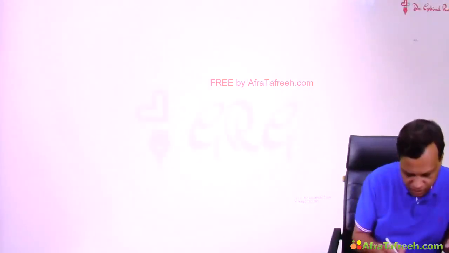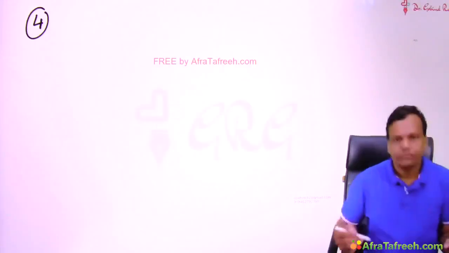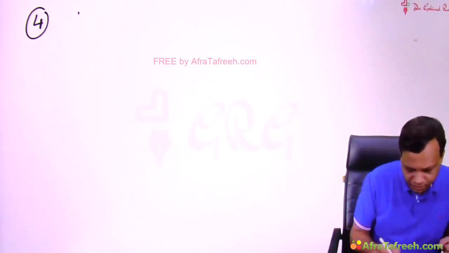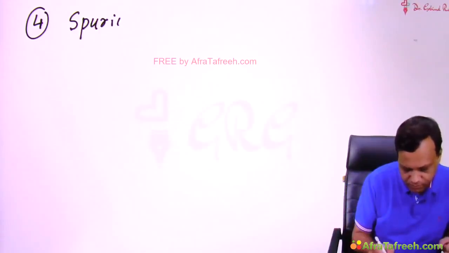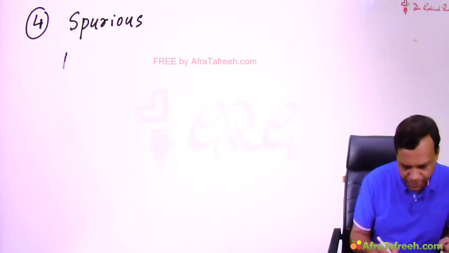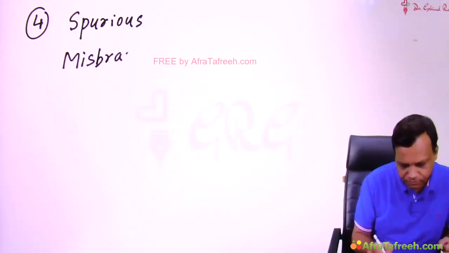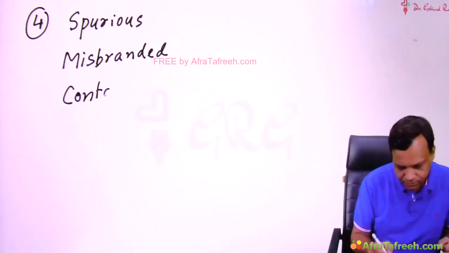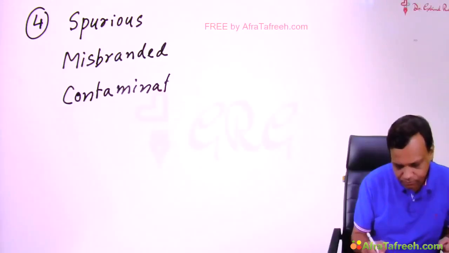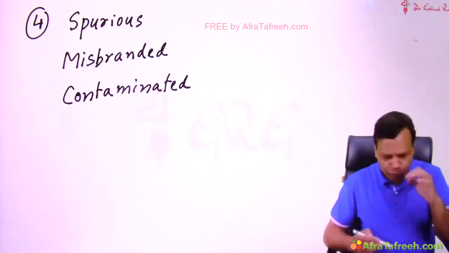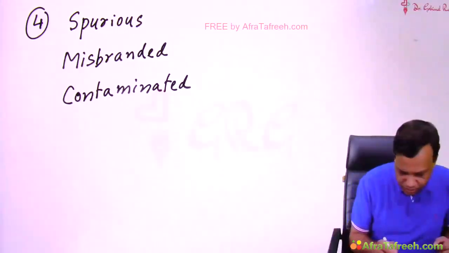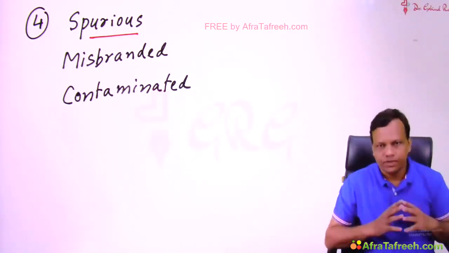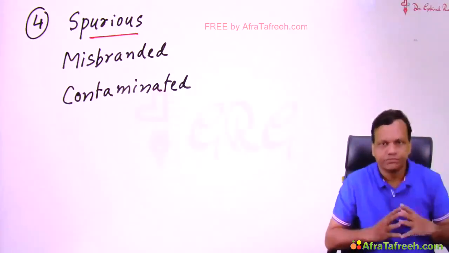Then we have some drugs which are defined under the Drugs and Cosmetics Act, like spurious drugs, misbranded drugs, and contaminated drugs. Spurious drug means here there is a well-known pharmaceutical company like Cipla.